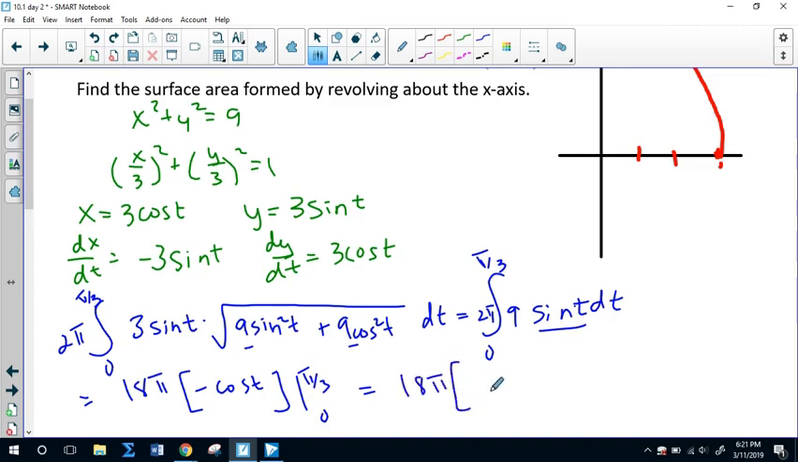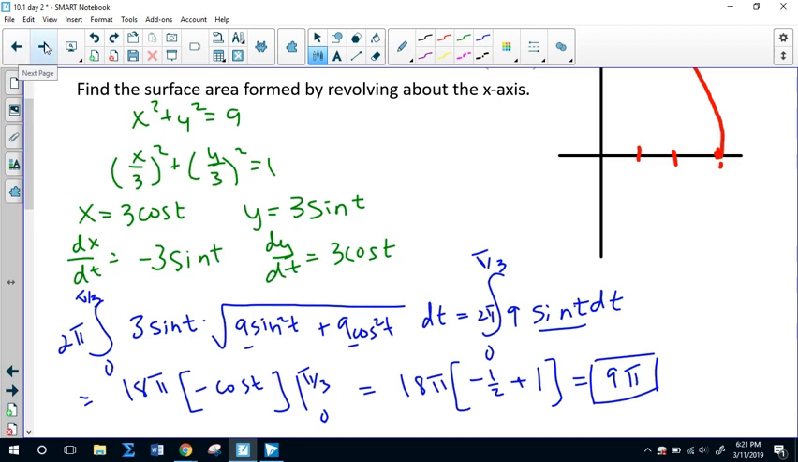And cosine of pi over 3 is negative a half. Well, it's a half, but then multiplied by a negative 1. And then cosine of 0 is 1. Don't forget I'm subtracting, but there's a negative there, so it all becomes a positive 1. So I have 1 minus a half. The half times 18 is 9 pi. So the surface area is 9 pi square units.